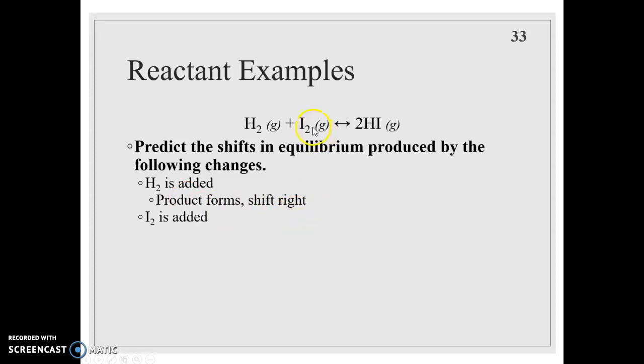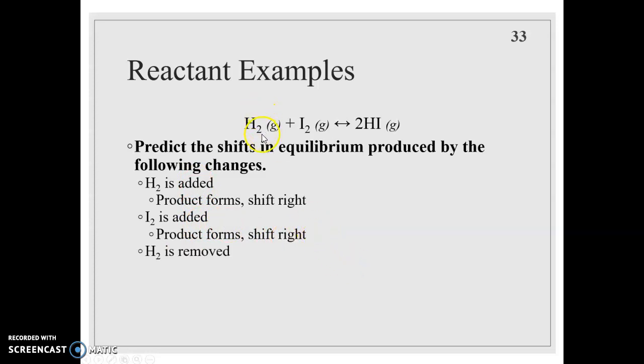How about if we add some I2? That will also add a reactant, which means that we will need to form more product to reestablish the balance of equilibrium. So that's also going to be a shift right. Basically, if you add a reactant, then the equilibrium shifts right.